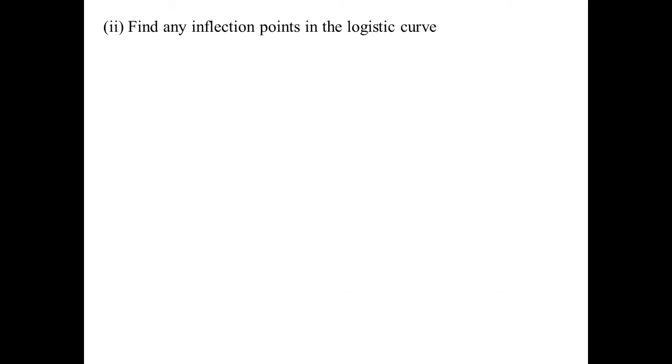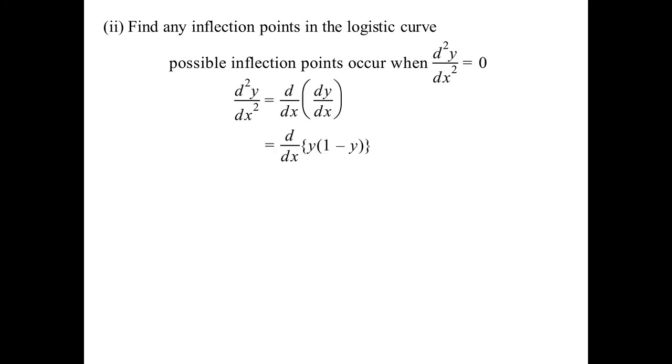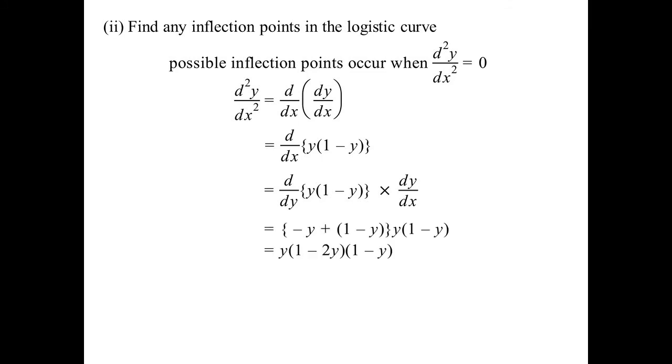Find any inflection points in the curve. Okay, we know possible ones will happen when the second derivative is equal to 0. So the second derivative is the derivative of the first derivative. So we're differentiating y(1 minus y), because that's what we said the first derivative was. But we can't differentiate that with respect to x, so we'll do it with respect to y, multiplied by dy/dx. But remember, dy/dx is y(1 minus y). Differentiating the first bit, write down the first if the second, write down the second if the first. Tidying all that up, we've got y outside of (1 minus 2y), outside of (1 minus y).